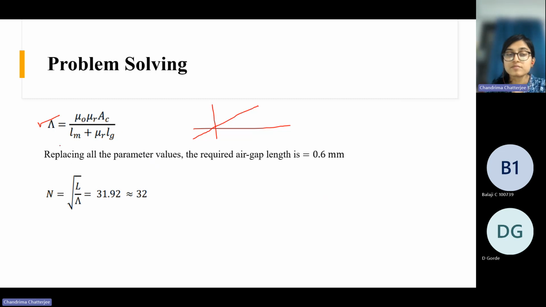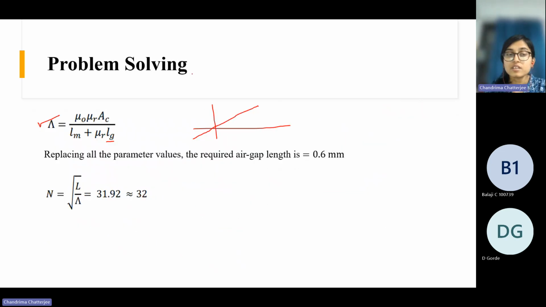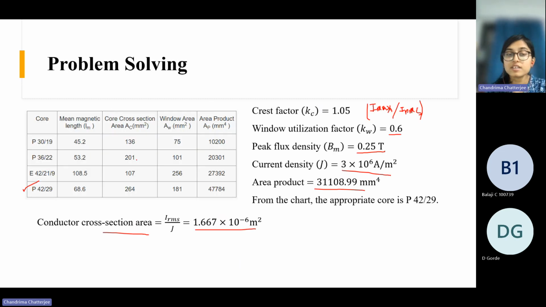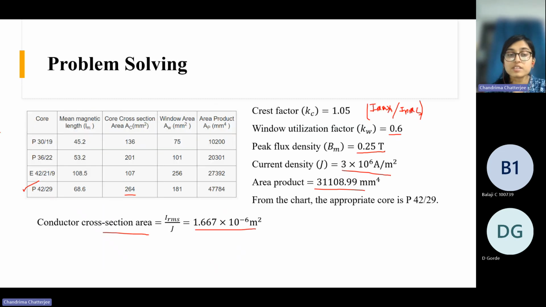So what will be the air gap length? Permeance value is already given in the question. Mu naught you know. Mu r is already given. AC you can find out from this chart. Cross sectional area is given, 264 millimeter square. LM, the mean magnetic length, is 68.6 millimeter.